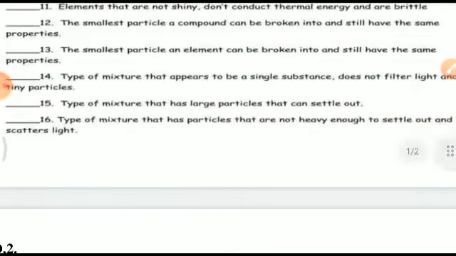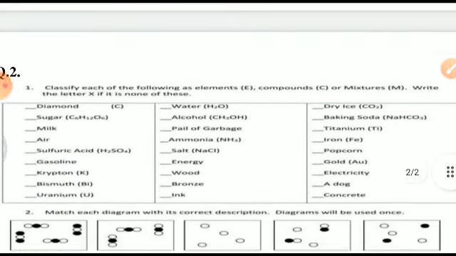Like let us see the last two types of mixtures that had large particles that can settle out. That mixture is called sediment, right? Okay. The type of mixture that has particles that are not heavy enough, it is called basically solution. It is homogeneous, in which the particles cannot settle out. This is heterogeneous also. Okay, now we move to this.